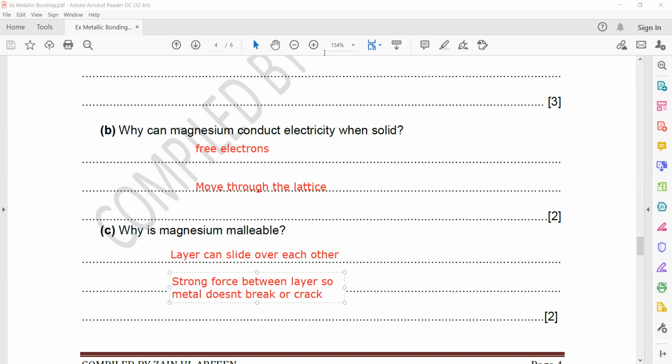So first, the layers of the positive ions. Here I should write layers of ions, not only layers. So layers of positive ions can slide over each other, and there is a strong force between the layers, so the metal does not crack or break. So this is 1 mark, and this will be the second mark.